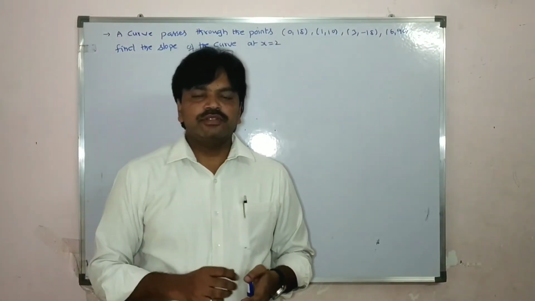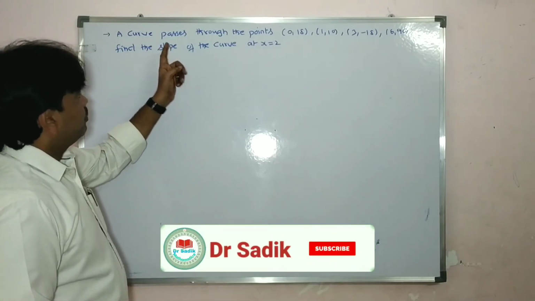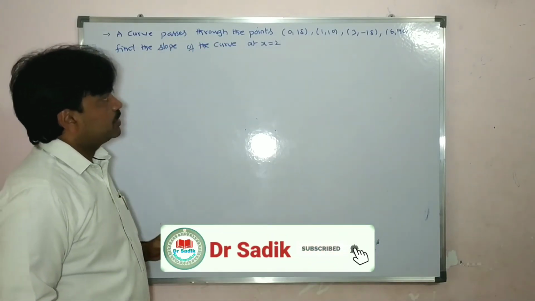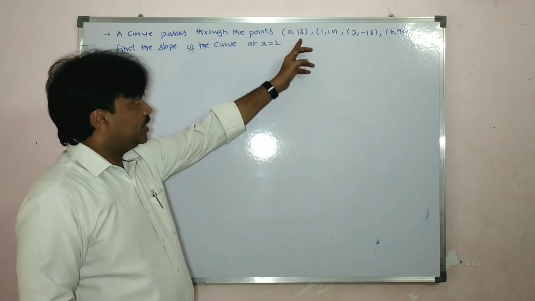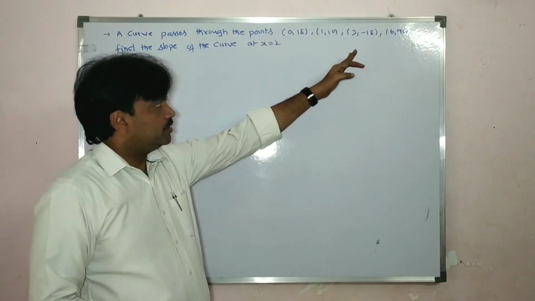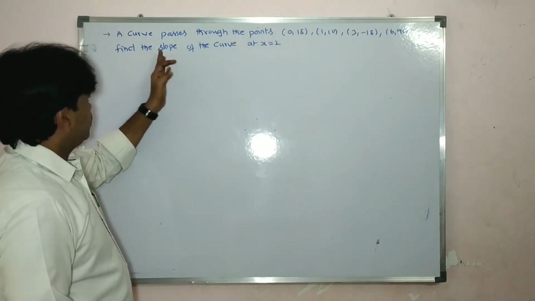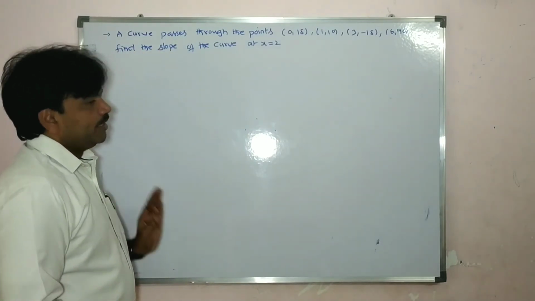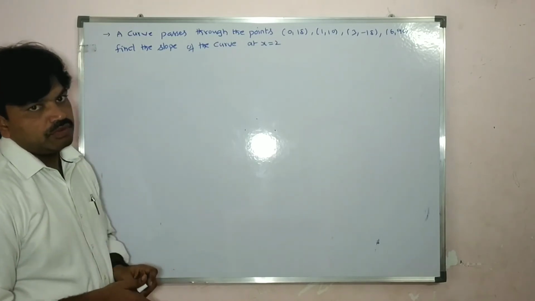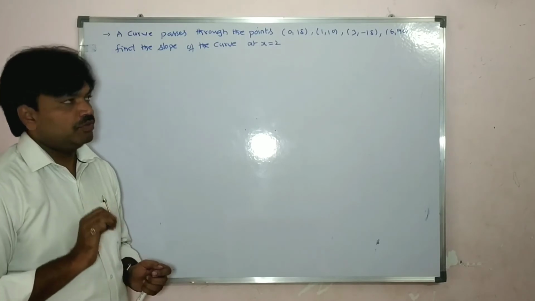Write down the problem, students. A curve passes through the points (0, 18), (1, 10), (3, minus 18), (6, 90). Find the slope of the curve at x is equal to 2.